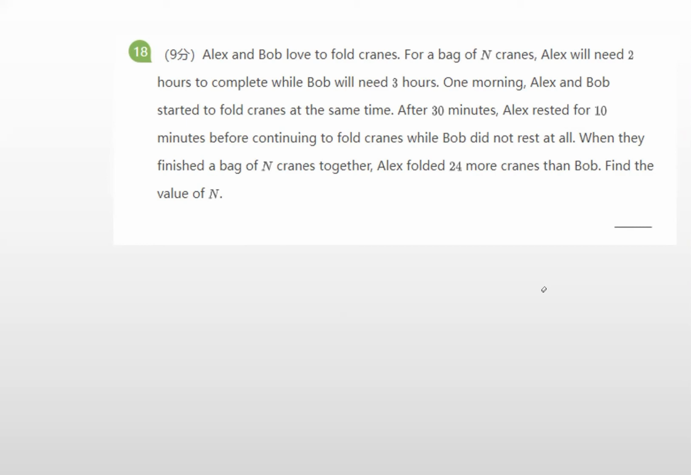So here, we want to use work and efficiency, if you've learned it before. So first of all, efficiency. We know Alex takes 2 hours to complete, and the total bag is N, so his efficiency is N over two. So every hour, Alex can fold N over two prints, right? Because in 2 hours, he can fold N prints, that means in 1 hour, he can fold N over two. Does that make sense? And for Bob, it's N over three. Quite easy to write out the efficiency.